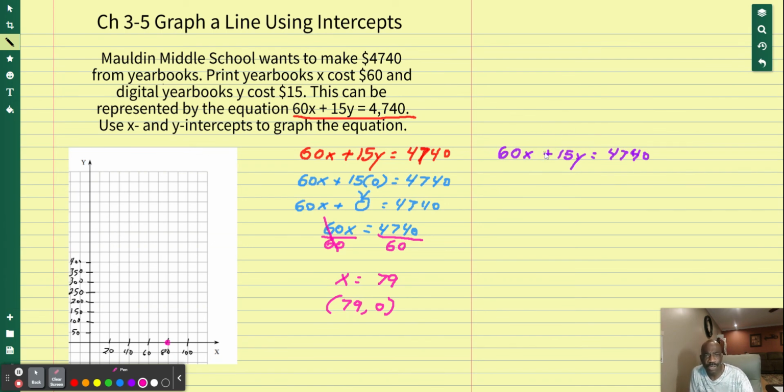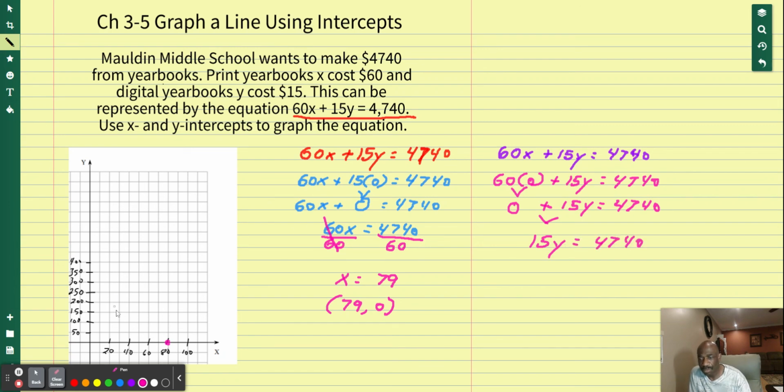On the other side, I want to solve for y now. So I'm going to make x 0. So let's make x 0 right here. And I want to solve for y. So we already know that that's going to be 0. It's not that hard. You're only multiplying by 0. So that part would be 0. Now, you can see that when I do that, I just have 15y equals 4740. So what do we do now? You already know. We're going to divide both sides by 15.